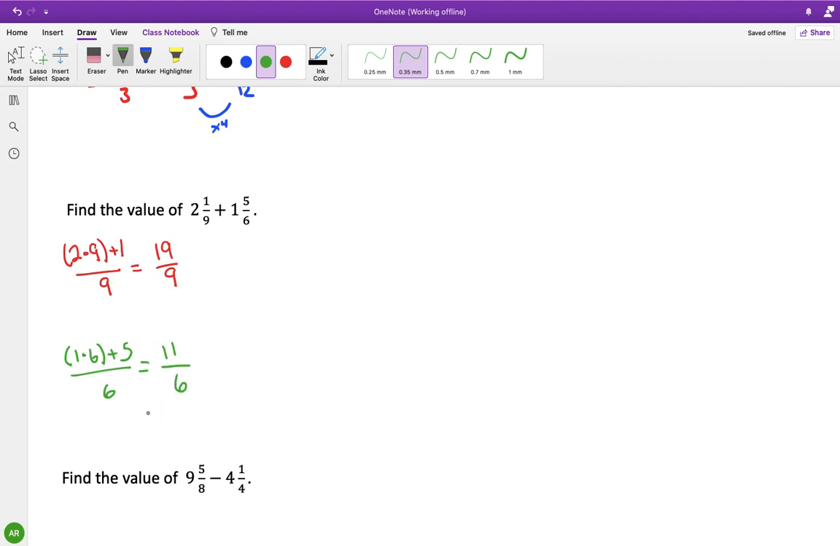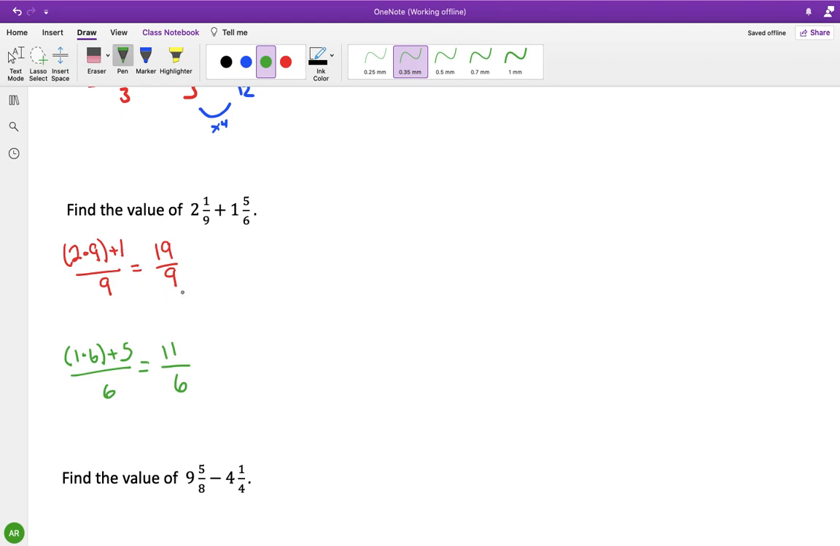So real quick, if you forgot why I'm multiplying, like in this case, 1 times 6, it's because this whole number out in front means I have 6 sixths. So I'm just multiplying the number of sixths in each one of those wholes, in this case. So it's 1 times 6 and then the 5 I already had in the fraction. That's how I'm getting that. So right here, I know that the two wholes, each of those have 9/9 in it, so hence that's the 2 times 9. And then you just add whatever you have in the fraction to that. So 19/9 and 11/6.